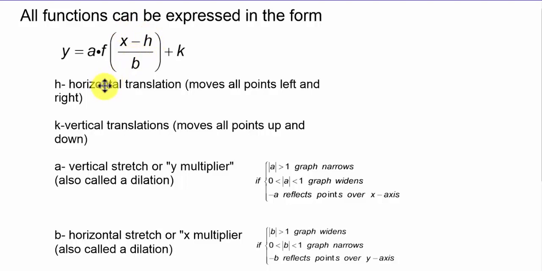The h value will move to the left and the right every single point. K value moves up and down every single point. A value acts as a multiplier for the y values of the parent function, and the b value acts as an x multiplier for the parent function. So those can change the actual shape of the parent function graph.